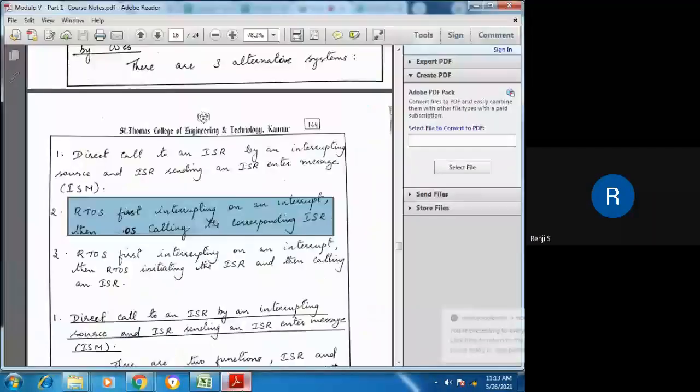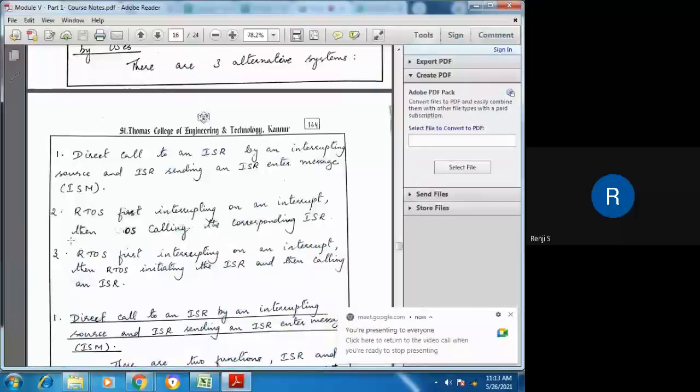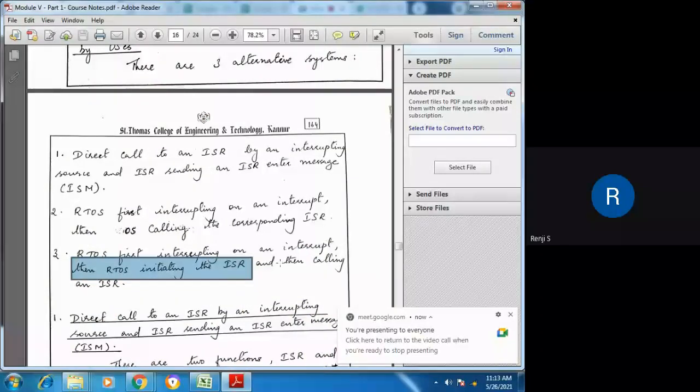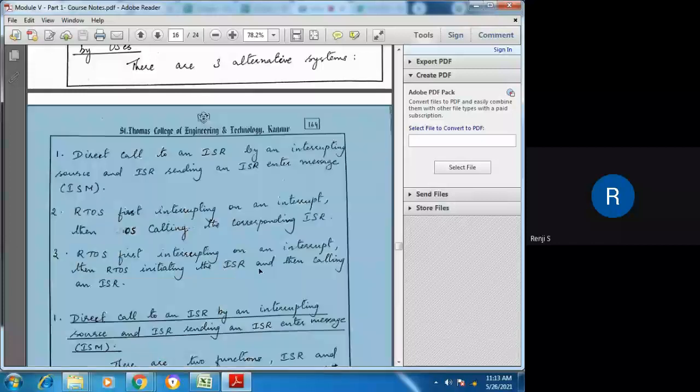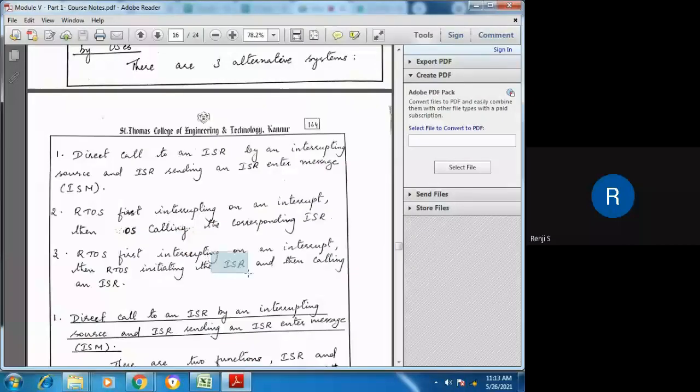And then the third one is RTOS first interrupting on an interrupt. The request is again sent to the RTOS, and then the RTOS will initiate one ISR, that is an interrupt service routine. This interrupt service routine is not directly related to the request that has arrived, but it is another interrupt service routine. This routine will check the priority of the interrupt that has arrived, and then it will call the ISR. So there is an intermediate ISR running. This intermediate ISR will call the ISR if it has higher priority.